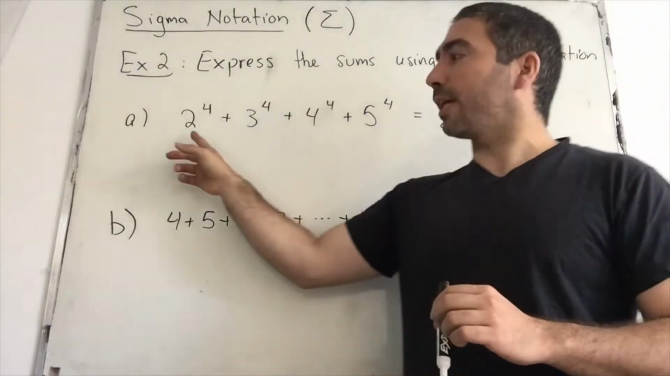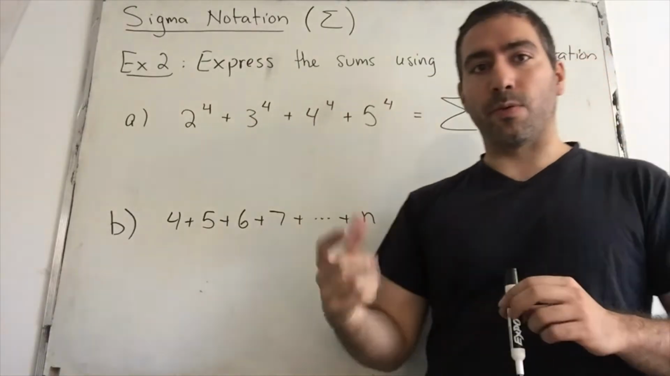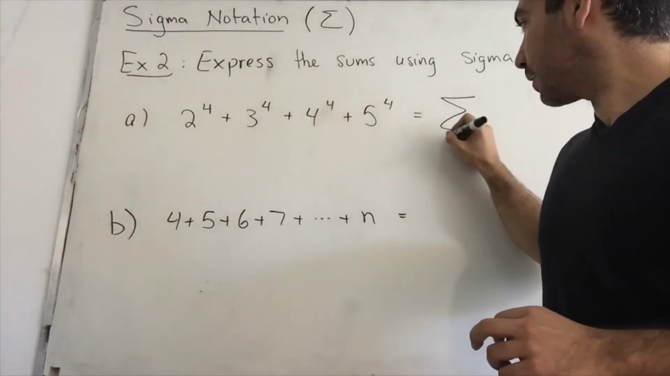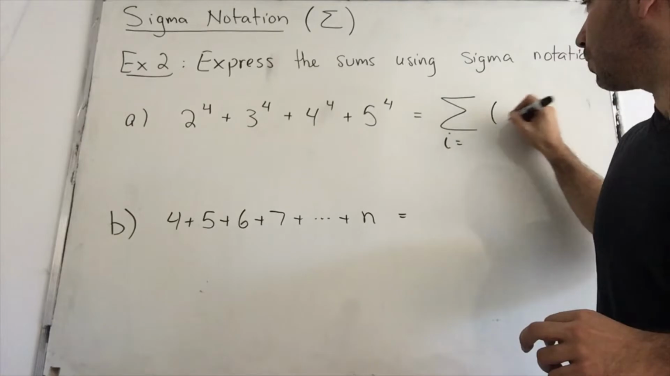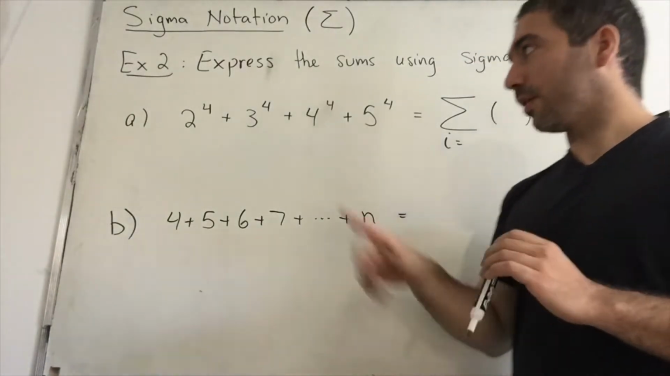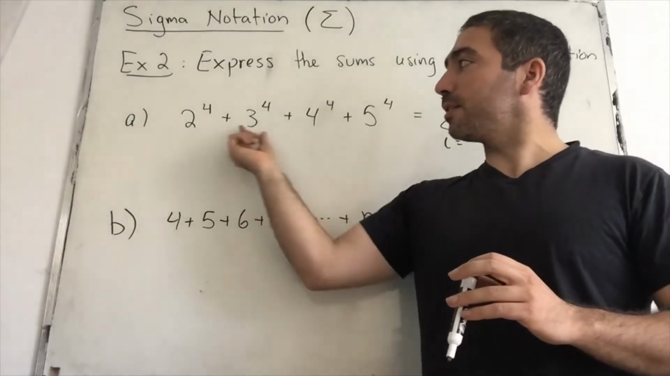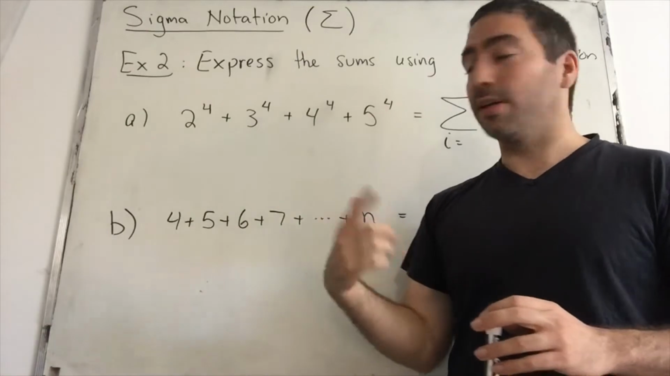So the first thing you have to catch is what's changing and what's not. Notice that the exponents are all 4. So I'm going to start with the index I, and I know that the exponent of whatever I have in here stays as 4, because all of them have the exponent 4. That's good. And I notice that 2, 3, 4, 5, the bases of the exponents are all changing. They're increasing by 1. That's good news.